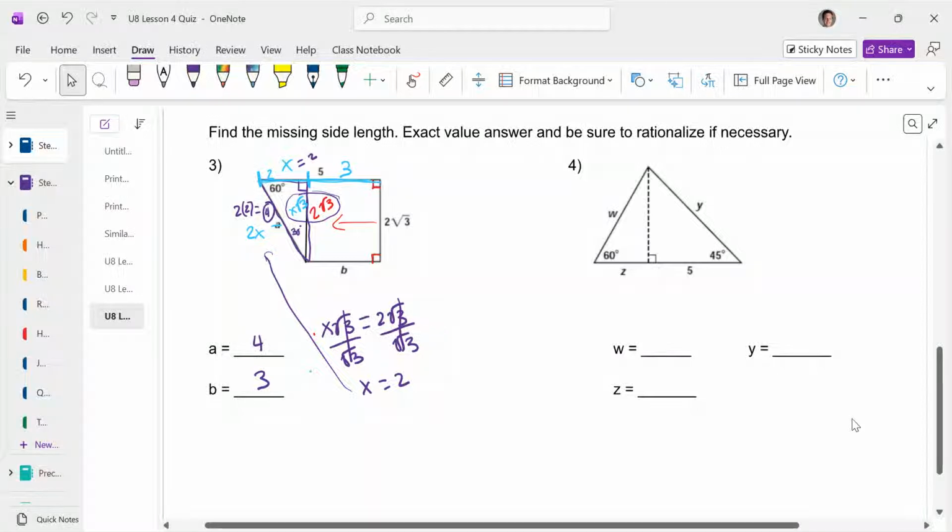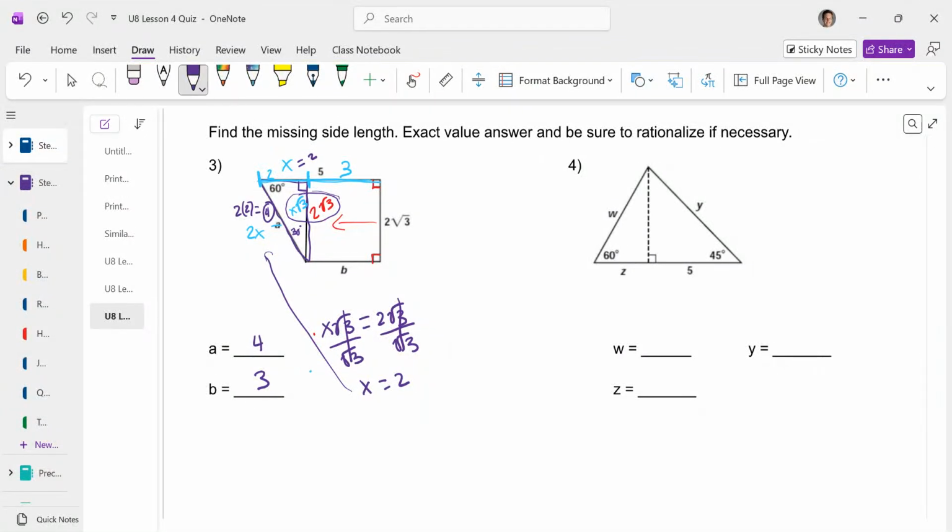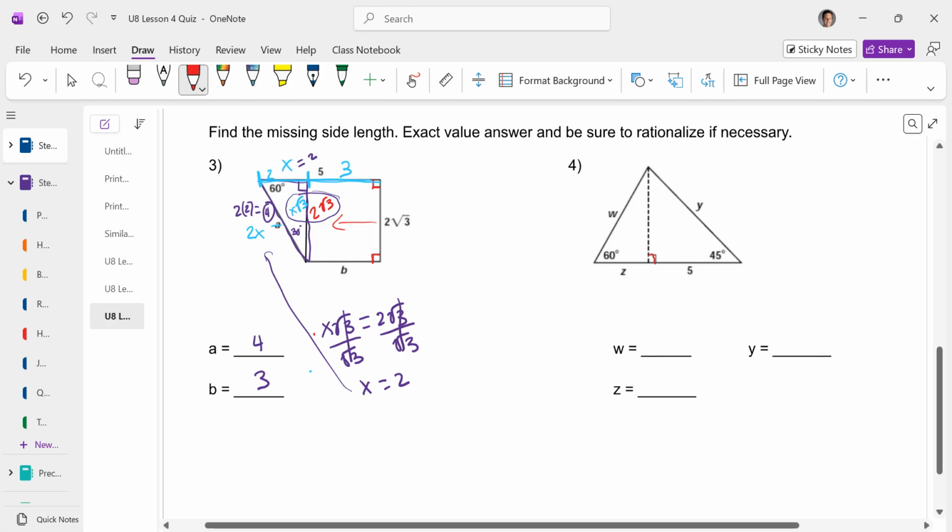All right, number 4, more special right triangles. So there's two triangles here. They share this vertical dotted side. That's the side that's going to come down and form this right angle. So right angle here, right angle there.